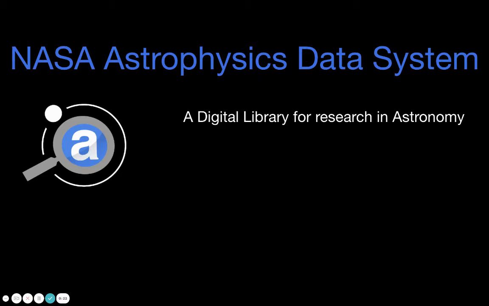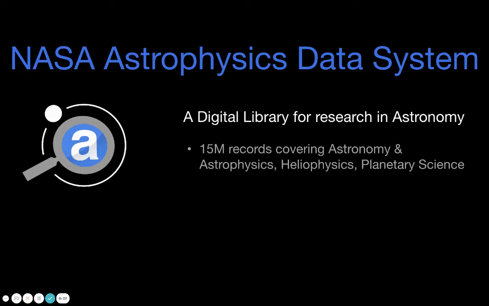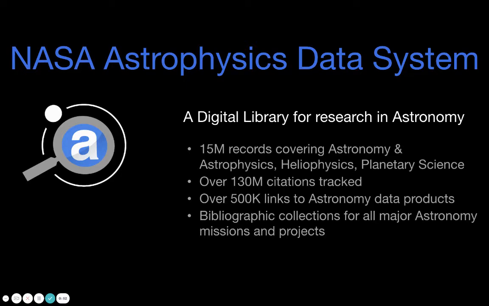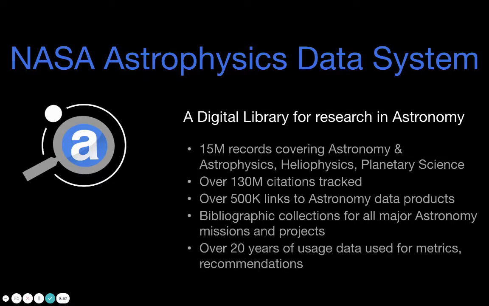What is the ADS? It's a digital library for research in astronomy, but it includes literature in other related areas such as heliophysics and planetary science. We currently have 15 million bibliographic records covering all of these disciplines, plus additional areas of physics. The system tracks citations, and we have over 130 million citations currently tracked. We also have over 500,000 links between papers and astronomy data products, as well as bibliographic collections for all the major astronomy missions and projects.